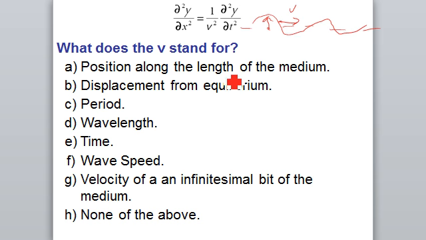So let's see, position, displacement, it's all nonsense. Period, wavelength, time, wave speed is in there, and the only other one that is kind of even the right kind of thing, in other words, it is a velocity, would be this, but no, that's exactly, of the two possibilities, the one that it's not. This v represents the speed of the wave, not the speed of a particle of the medium. So that would have to be an F.